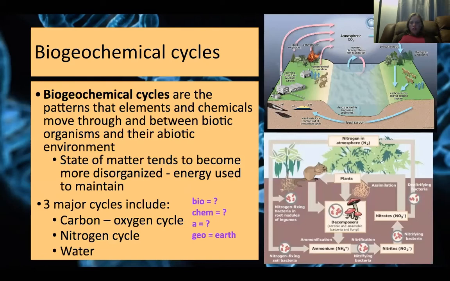Biogeochemical cycles are the patterns or processes that an element or molecule uses to move between the biotic factors or living things in the environment and the abiotic factors or the non-living things in the environment. Matter tends to become more disorganized if energy is not put into the system to maintain it. An example of this would be your bedroom. If you're not constantly putting energy into cleaning and maintaining the cleanliness of your bedroom, you're going to wind up with a swirling vortex of chaos and everything's just going to be everywhere.